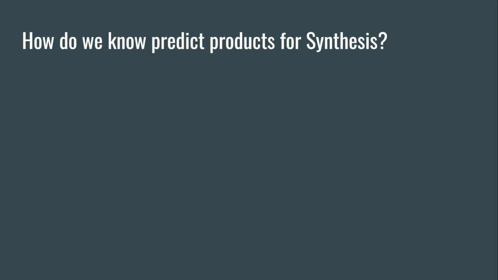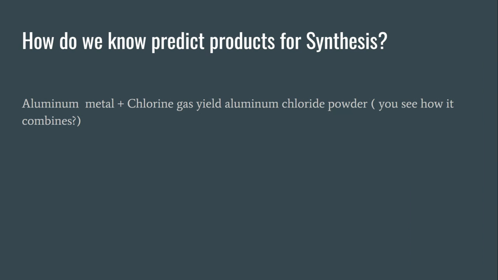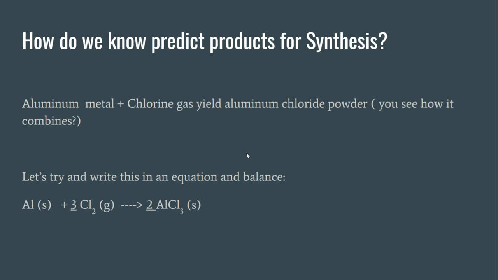Now, how do we predict products for a synthesis reaction? Since it's a combination reaction, you will have two things combining. For instance, if you have aluminum reacting with chlorine, it would give you aluminum chloride powder. If you write it in a chemical equation, you will have Al, which stands for aluminum. It's a solid, it's a metal, so it's an S. Cl2, like I said, is a diatomic. G is a gas, giving you aluminum chloride.